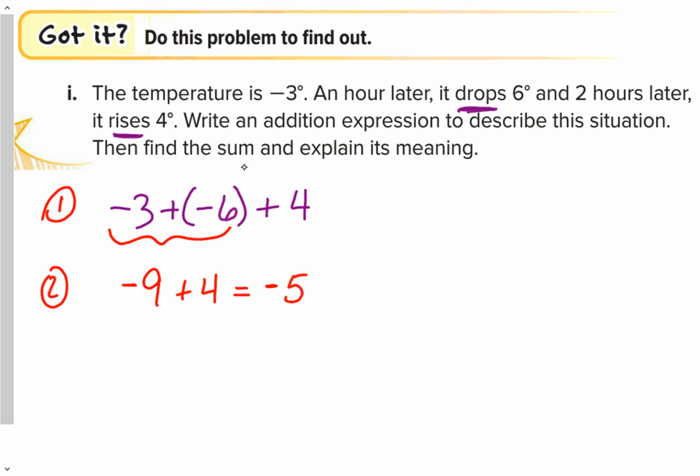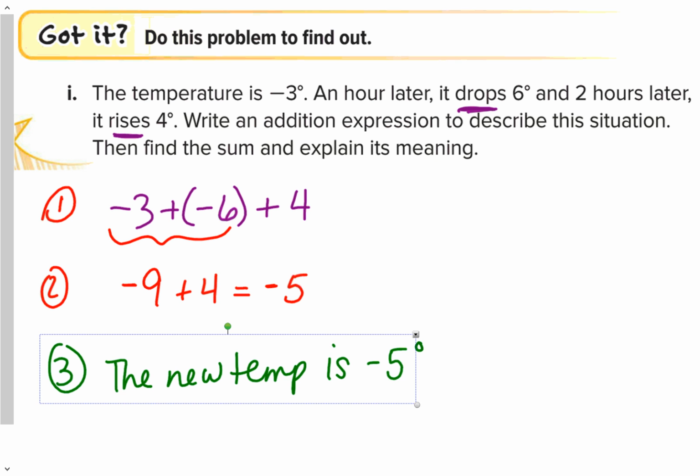So we found the sum, and now we just have to explain the meaning. And the meaning basically just means that the new temperature is negative 5 degrees Fahrenheit. All right. So again, all we did was write an expression, we solved it, and we said, what did the negative 5 mean? Well, in this problem, the negative 5 means the new temperature is negative 5 degrees Fahrenheit.